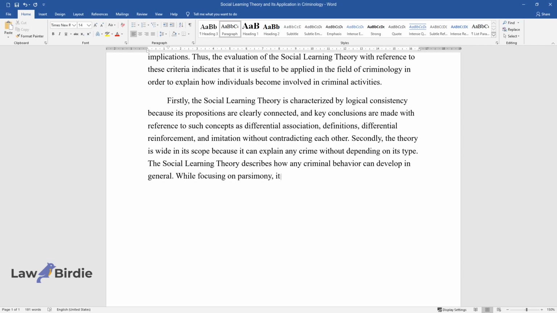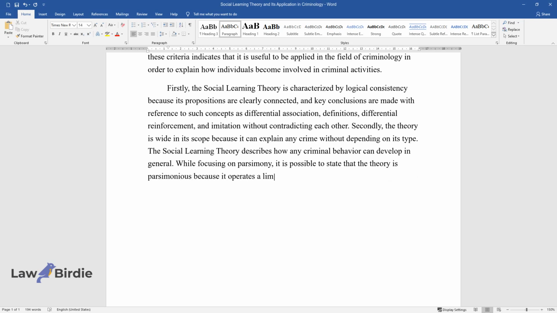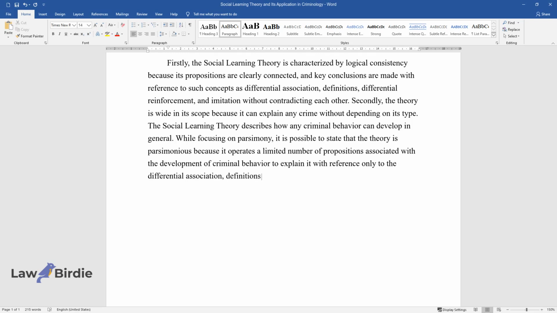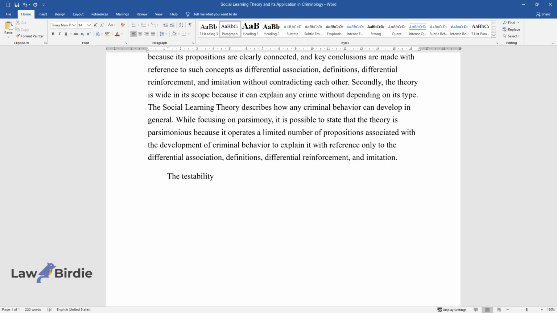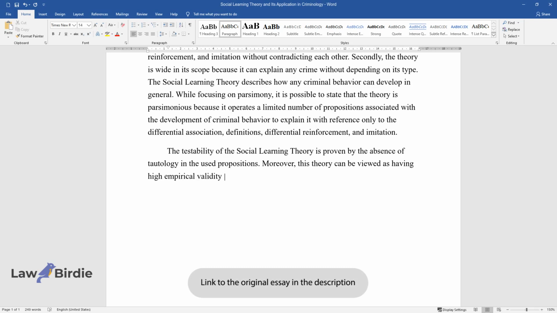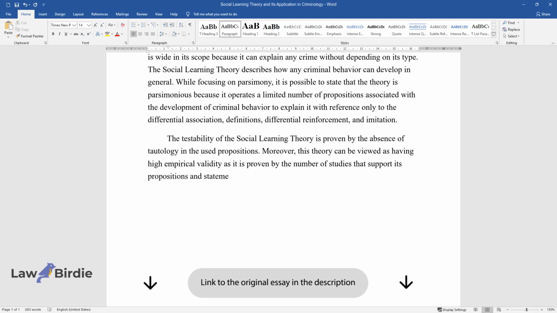While focusing on parsimony, it is possible to state that the theory is parsimonious because it operates a limited number of propositions associated with the development of criminal behavior to explain it with reference only to the differential association, definitions, differential reinforcement, and imitation. The testability of the social learning theory is proven by the absence of tautology in the used propositions. Moreover, this theory can be viewed as having high empirical validity as it is proven by the number of studies that support its propositions and statements.